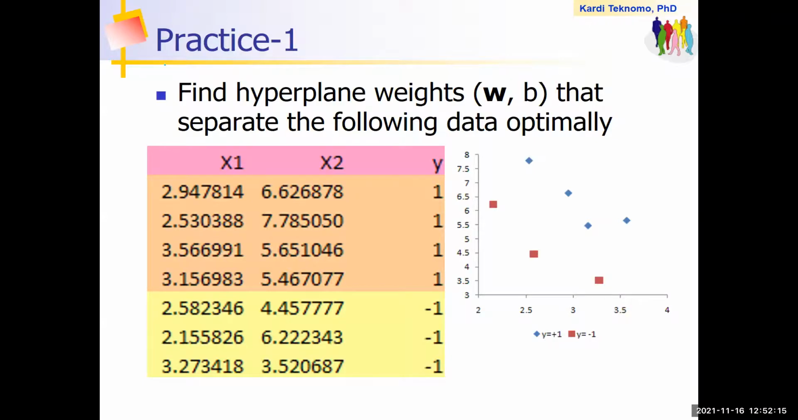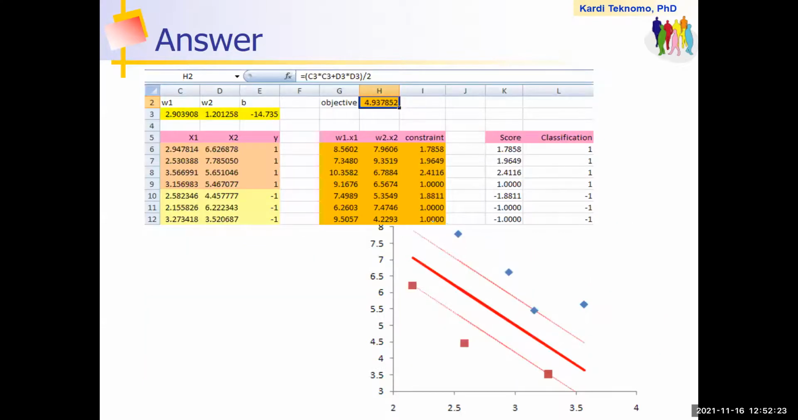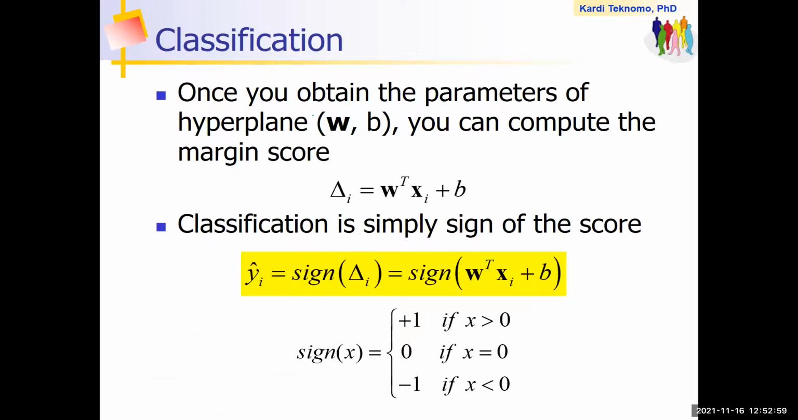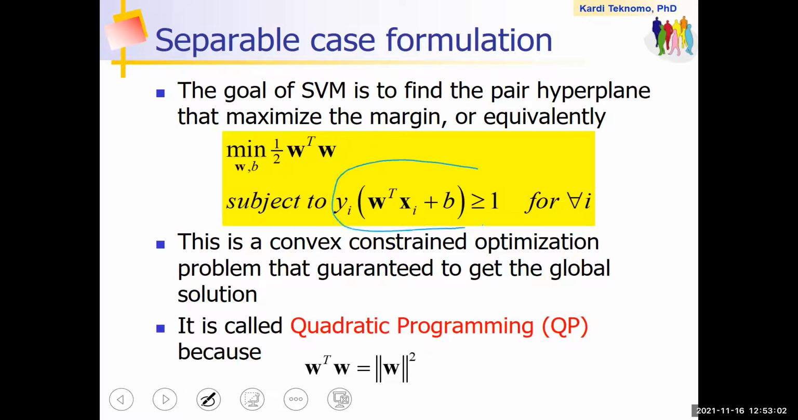Suppose, for example, this is your data, and we know that it's separable. Then how are we going to do it? This is what I'm doing: I input any value for W1, W2, and B, say 1, 1, 1, for example. So this is the data. Because I already assume first, for example, this is 1, this is 1, this is 1. Then I can calculate W1 X1, I can calculate W2 X2, and then I can calculate the constraint. You know what the constraint is? This one. This is the constraint.